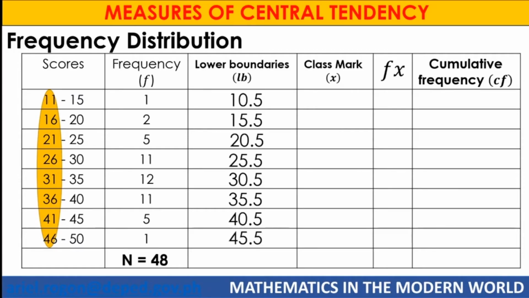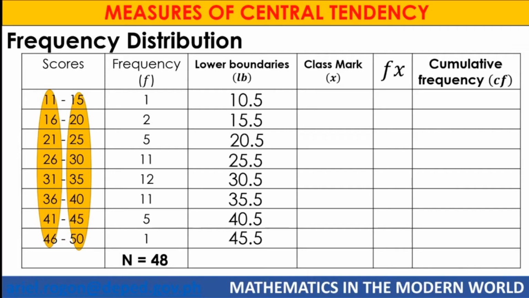Now, let us proceed with the class mark. How are we going to get the class mark? Try to look at the score. We have the classes, right? I'm going to highlight these classes here. All we need to do, looking at the highlighted portion, is to get the class mark, which is just the average of each class.